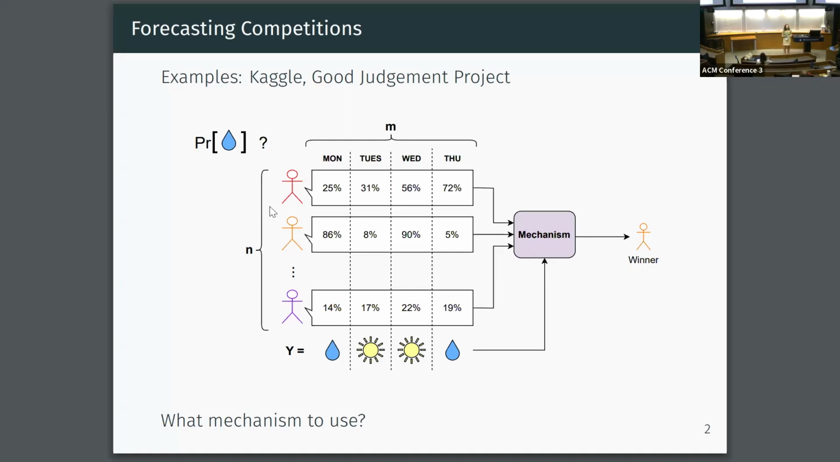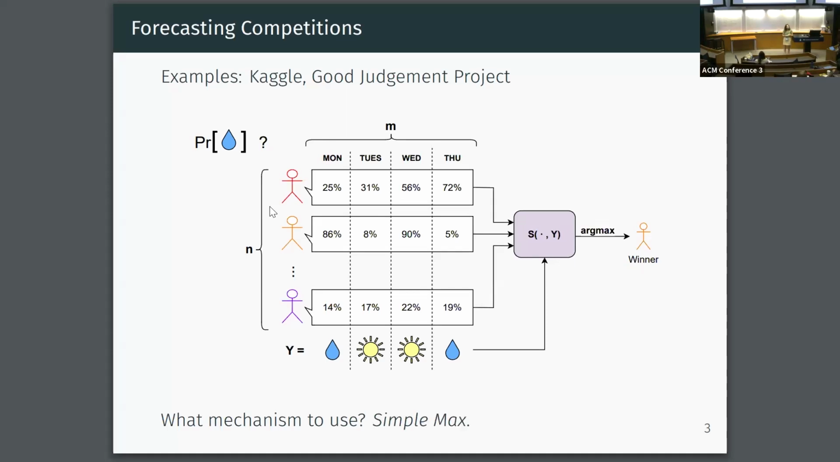And given the input of these predictions and outcome realizations, the mechanism gives us some winner. So it determines who is the best forecaster in some sense. And some examples in practice are Kaggle, which is a machine learning competition, as well as the Good Judgment Project, where we have forecasters predicting on several geopolitical events. So the question to ask is, what mechanism should we use to determine who wins this competition?